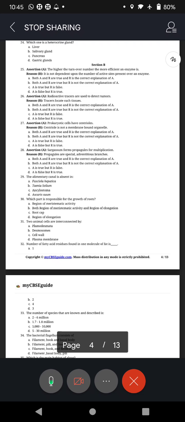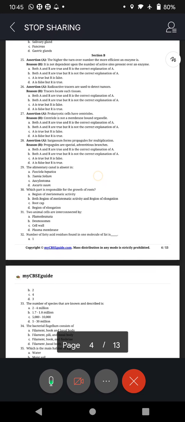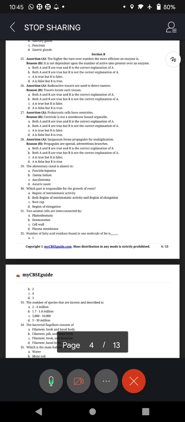So in your booklet or in your answer sheet, you just write model paper 2, section B, put question number 25, and you write the answer in the form of alphabets like 25, B, or 25, C. Don't write the answer in the form of a sentence, just put the alphabet.